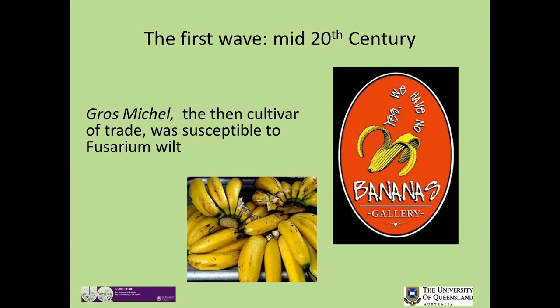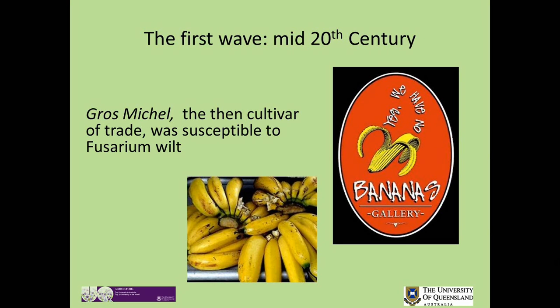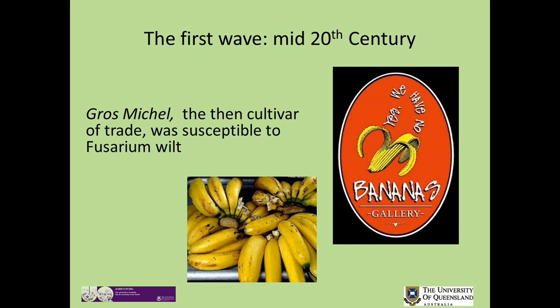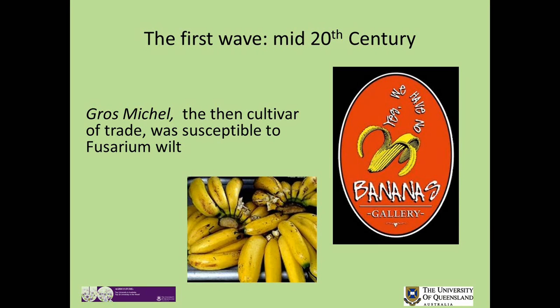And because banana is just a plant pathologist's dream. It's a monoculture, it's a single genotype, it's a perennial crop, it's everything, and here you've got a soil-borne pathogen that gets into the soil and doesn't shift, it's there forever. And so you couldn't dream of a better scenario for a plant pathogen. And so Gros Michel became defunct. You could no longer grow it because so much of the land was contaminated. And so it was replaced.